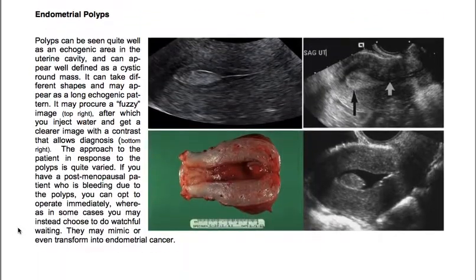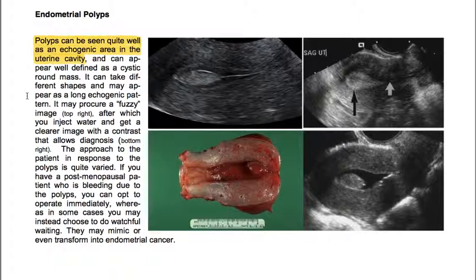Endometrial polyps. Polyps can be seen quite well as an echogenic area in the uterine cavity and can appear well defined as a cystic round mass. They can take different shapes and may appear as a long echogenic pattern. It may produce a fuzzy image, after which you inject water and get a clearer image with a contrast that allows diagnosis. The approach to the patient in response to the polyps is quite varied.